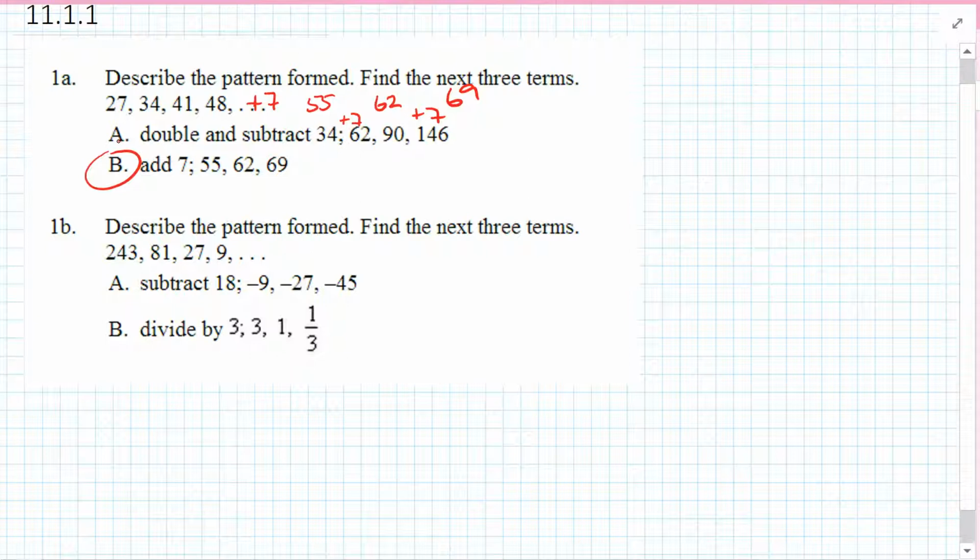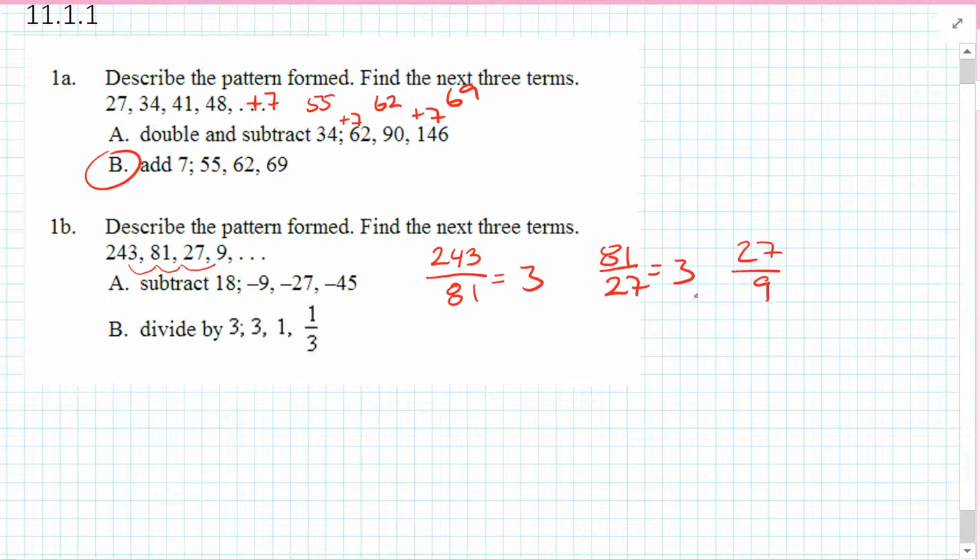Okay, 1B. Describe the pattern formed here. Find the next three terms. Okay. Well, 243, then 81, then 27. Well, it's not an even difference, is it? It's not the same number. It's not a constant. So it's not going to be add or subtract. Well, what if we do 243 over 81? What does that get me? 3. What does 81 over 27 get me? 3. What about 27 over 9? What's that get me? 3.